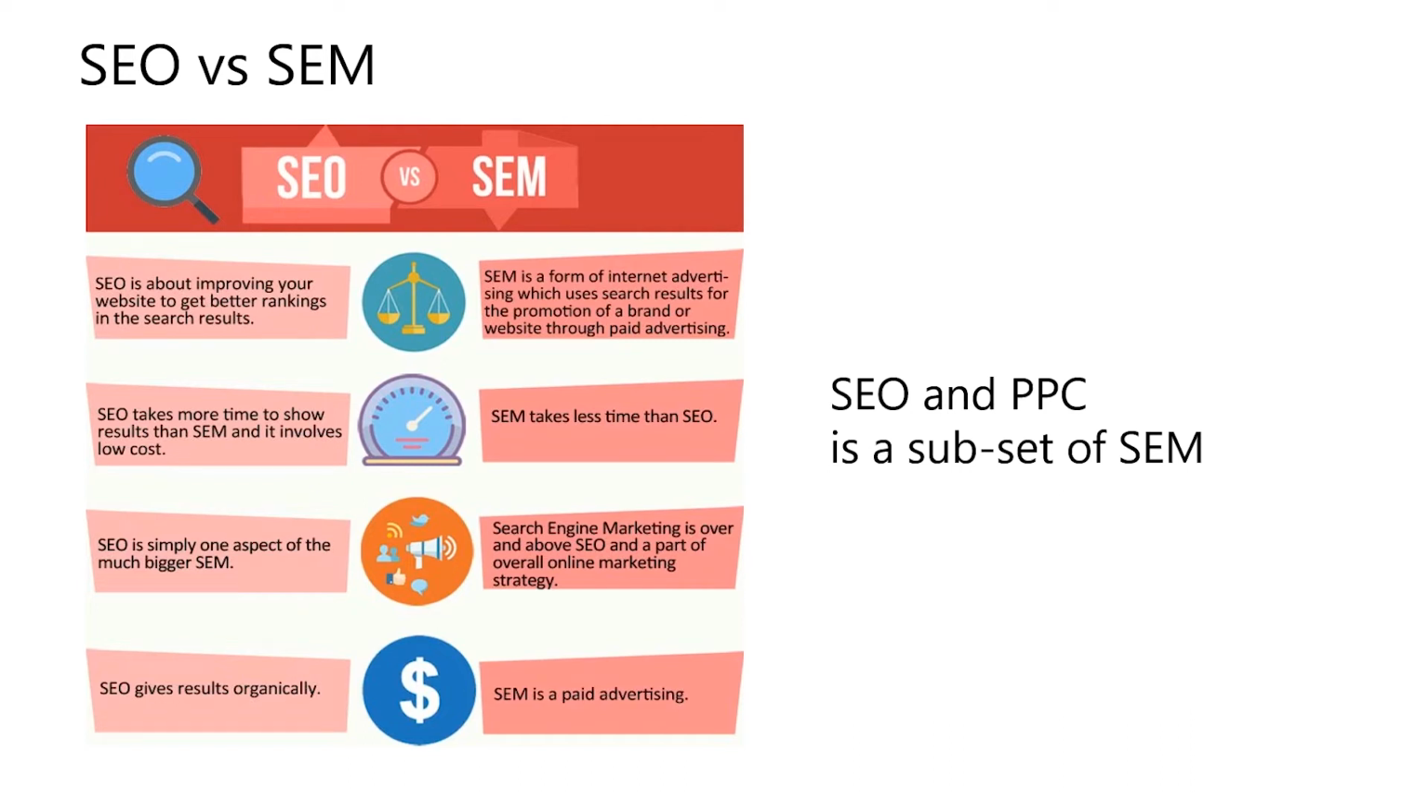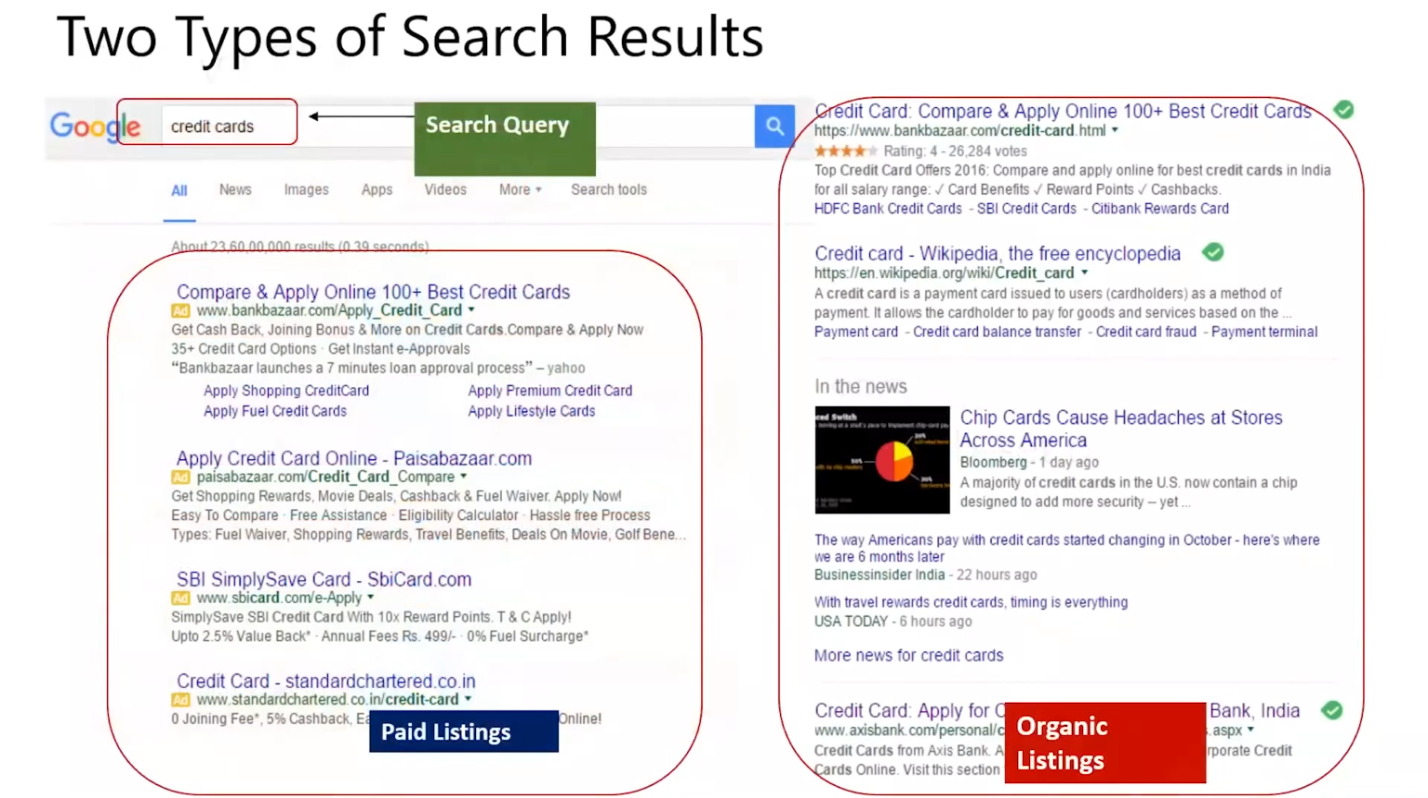So SEO and PPC are both subsets of the larger domain called search engine marketing. At times, search engine marketing is used interchangeably with PPC or pay-per-click marketing, but clearly that is an incorrect usage of SEM. SEM includes both SEO as well as PPC marketing.